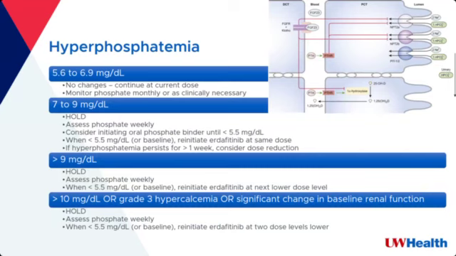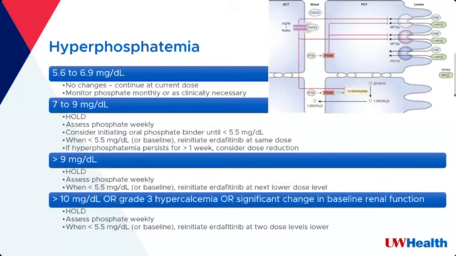There is good guidance on how to manage this erdafitinib-induced hyperphosphatemia. So for levels of 5.6 to 6.9, we do not need to make any changes. We can continue at the same dose and continue to monitor phosphate monthly. Where we need to start considering changes is when those levels are above 7.